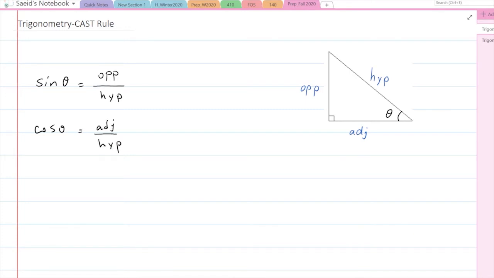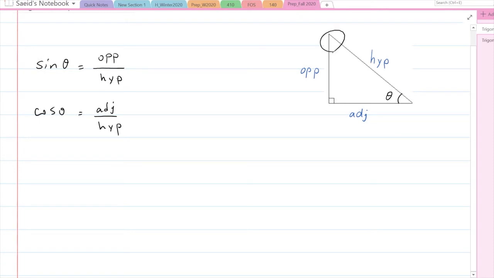Now this could be any other angle. It could be this angle in the triangle. So when you want to define cosine of that angle, it will be the opposite of that divided by hypotenuse. Tan of an angle is defined as sine of that divided by cosine, or if you simplify, it would be opposite divided by adjacent side.